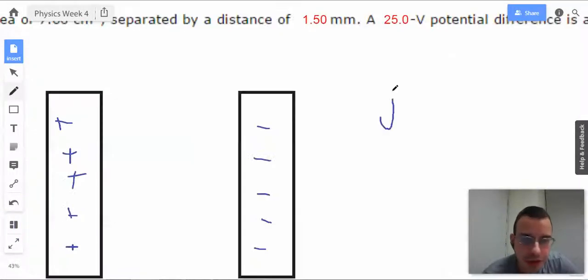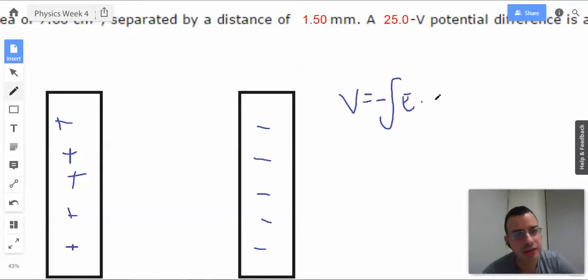So there's the photo. And we want to convert. So we know voltage equals negative integral of E dot dr. And since the electric field is constant, we pull it out. And then the integral becomes E times d, where this is the distance d.